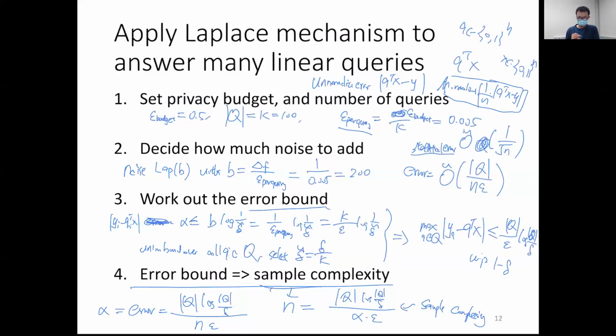Shouldn't there be a summation? So yeah, the summation is in the Q transpose X. The Q transpose X, Q selects a subset of the individuals and then sums their secret bits up, right? So that's where the summation is.